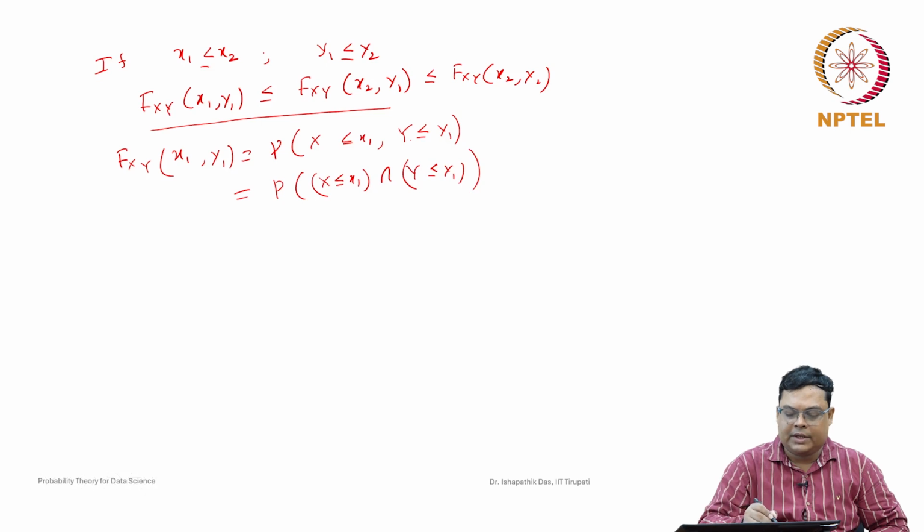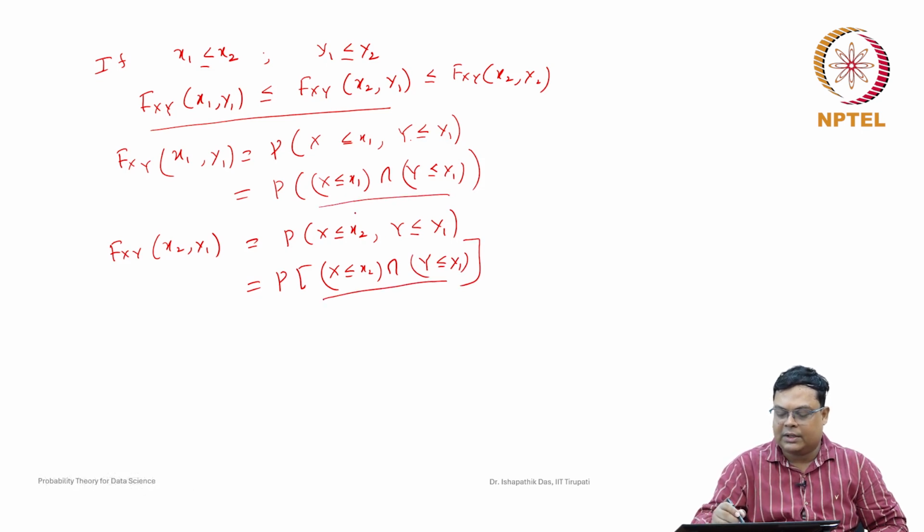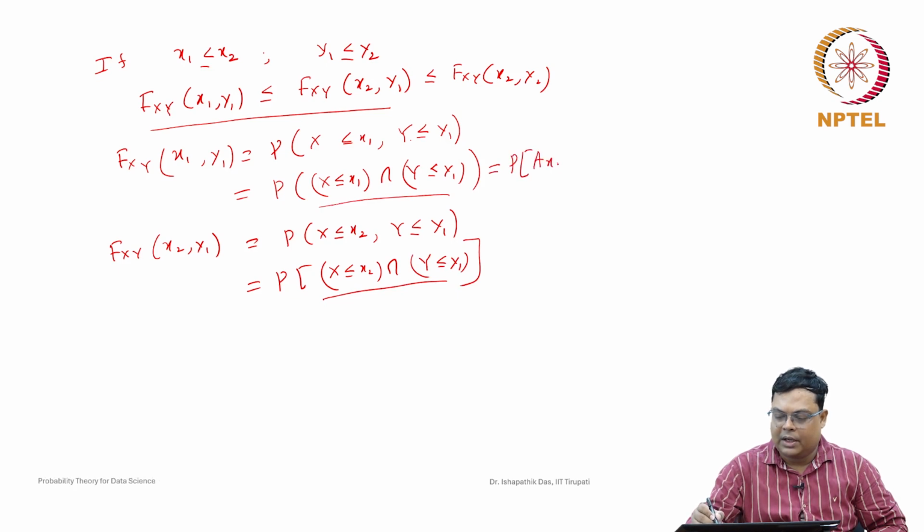Now, what is F_XY of (x2, y1)? This is nothing but the probability that X less than or equal to x2, comma, Y less than or equal to y1. This is nothing but the probability that {X ≤ x2} intersection {Y ≤ y1}. Now, what is the relation with this? Suppose we write this as the probability of A_x1 intersection B_y1, and this is nothing but the probability of A_x2 intersection B_y1.